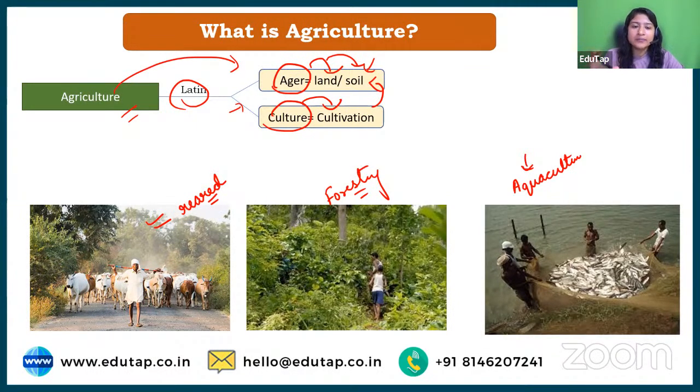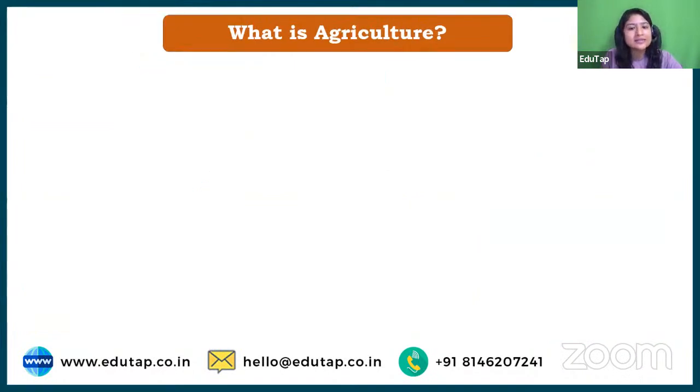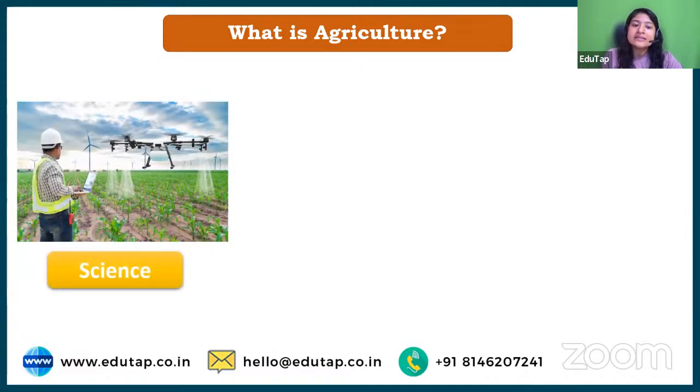Okay, when we talk about the correct definition, as Yuvraj is saying, yes, it is science also, art also, and commerce or business also. So in basic definition we understand it is the science and art of cultivating crops. ठीक है, science कैसे है?